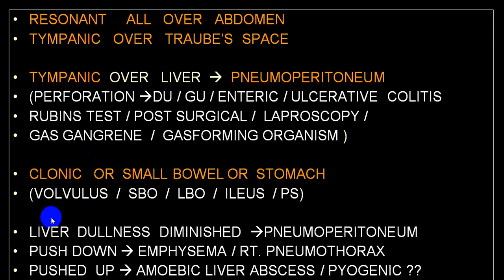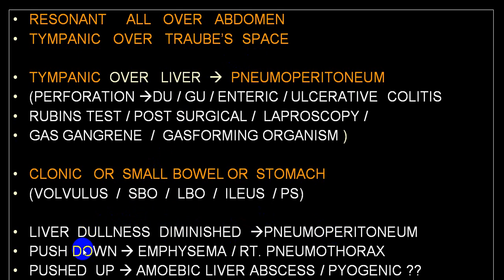Hence, you might get a dullness in a person who has a volvulus, ileus, pyloric stenosis, large bowel obstruction, small bowel obstruction, etc. because of collection of fluid in those particular structures. We have already mentioned that liver dullness will be reduced or diminished, or sometimes even absent, in case of a pneumoperitoneum.